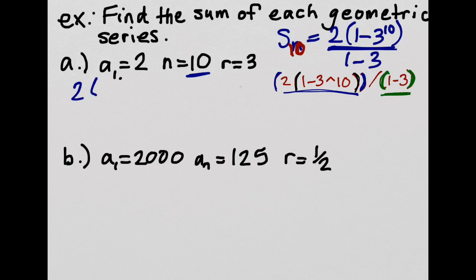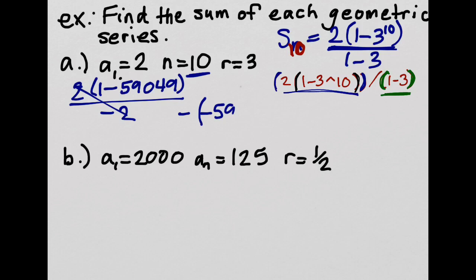Okay, 2 times 1 minus 3 to the 10th is 59,049. Okay, and 1 minus 3 is negative 2. So, looks like the 2's cancel. So we're going to have negative 1, let's see, 1 minus 59049 is negative 59048. Okay, so that just equals 59048. And that is our sum.